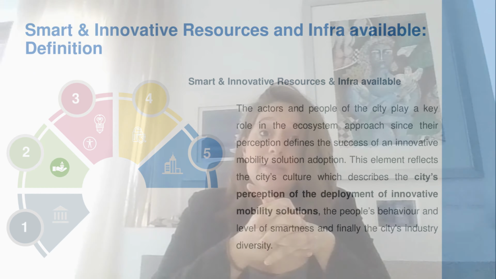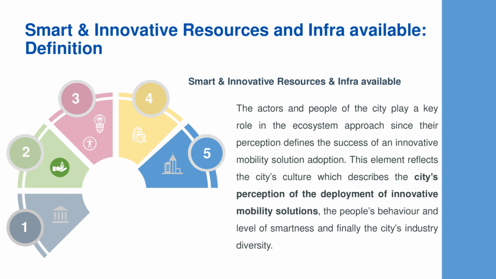The fifth element is called Smart and Innovative Resources and Infrastructure, and highlights the need for an integrated, multimodal and smart infrastructure which will ease the implementation of innovative mobility solutions. It also expresses the need for a highly efficient and effective mobility sector with low levels of congestion and enough space allocated to new mobility solutions, advanced and data-driven knowledge of the city authorities of the needs of their mobility system, and a skilled workforce in mobility planning.